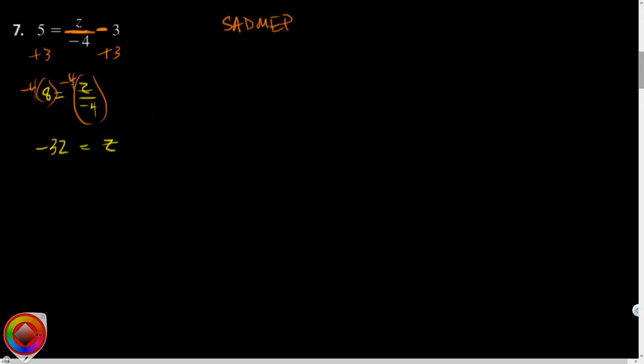Because notice what's nice here is these 4's canceled out, these minus signs canceled out. I did, in fact, get z by itself. And tell you what, I'm not Yoda. Instead of saying -32 equals z, I'm going to say z equals -32. All right, so that's what I end up getting.